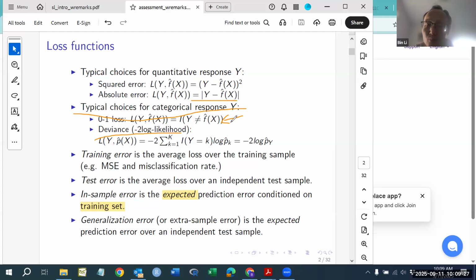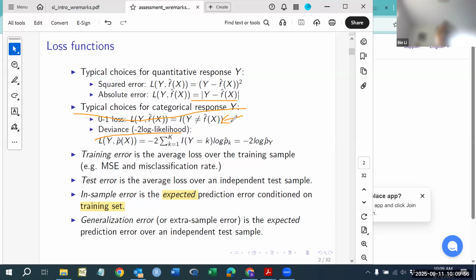But the drawback is that the 0-1 loss is not continuous. It's discrete. So optimization for the 0-1 loss is very difficult. On the other hand, negative 2 log likelihood, which is the deviance, is continuous, and it's easy to optimize. And for computation, it's very efficient. But there's no direct way to interpret it.